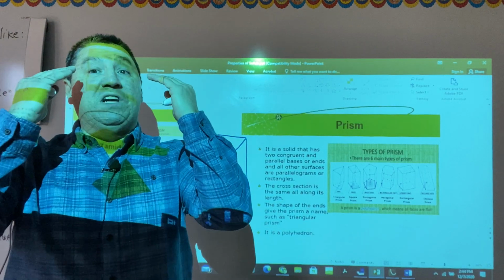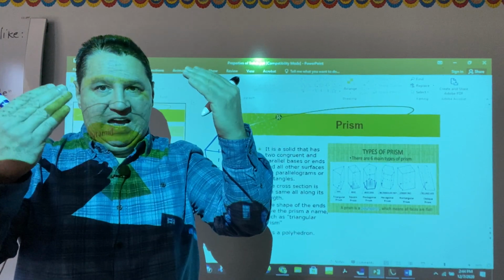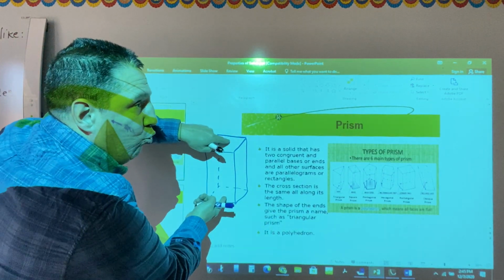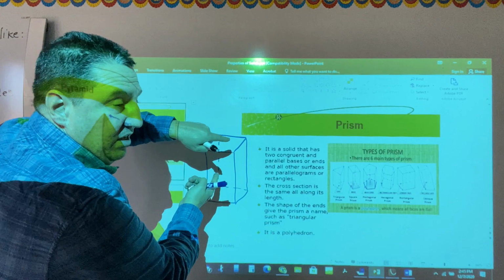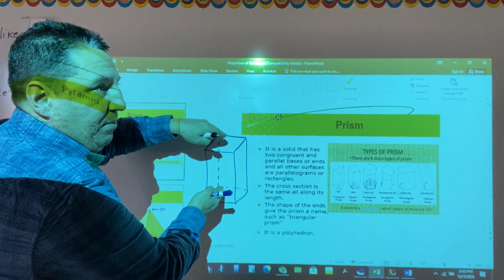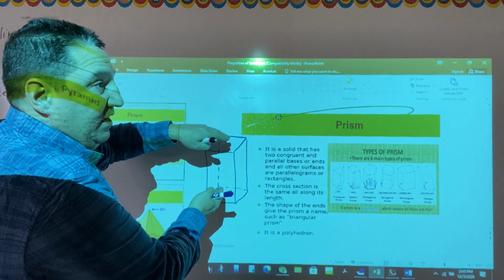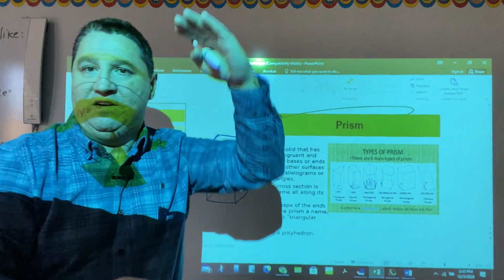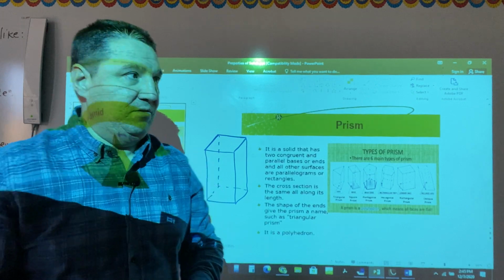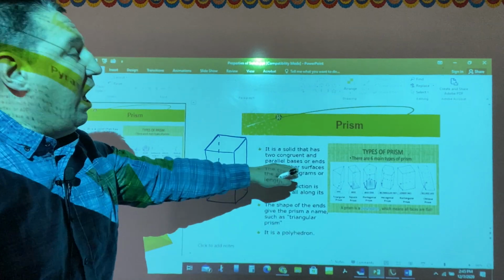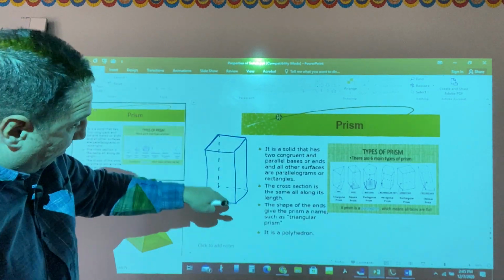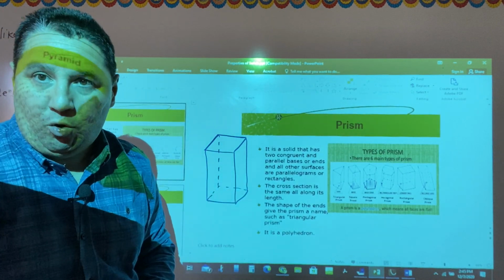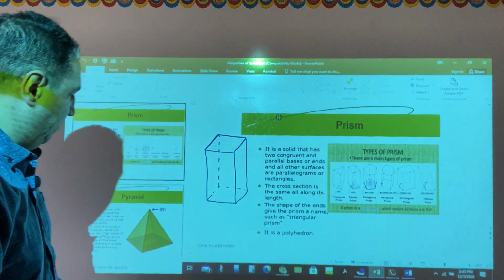But all you need to remember is a prism has two parallel and congruent ends. Sometimes these ends are top and bottom, sometimes left and right, depending on the position of the prism. And all other surfaces between the bases are either parallelograms or rectangles.